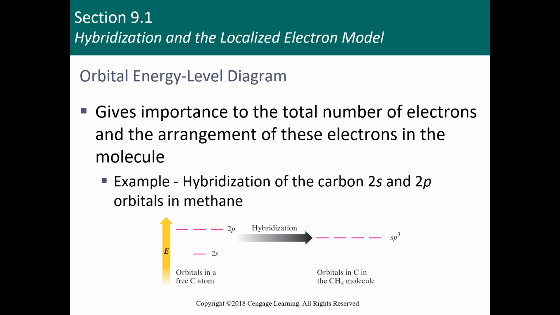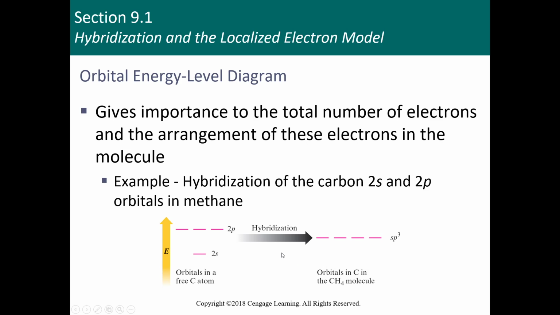Now, right here is the orbital energy level diagram. You may remember these orbital energy level diagrams a little bit. They're going to become a little bit more complicated, but really just more explanatory. They're actually going to start making some sort of sense now, whereas before, it was just this abstract thing that really didn't tie much into anything.